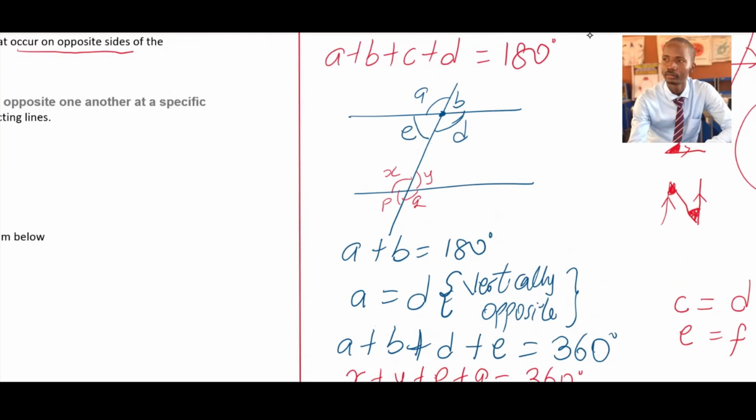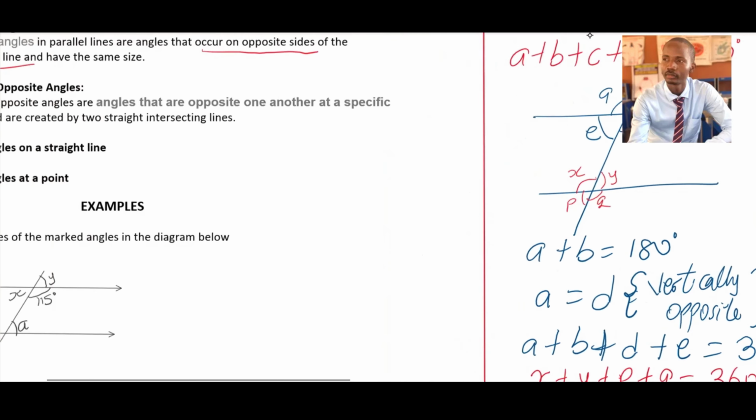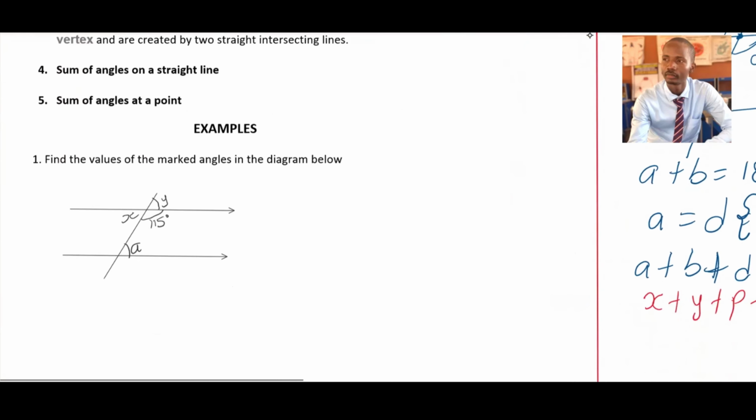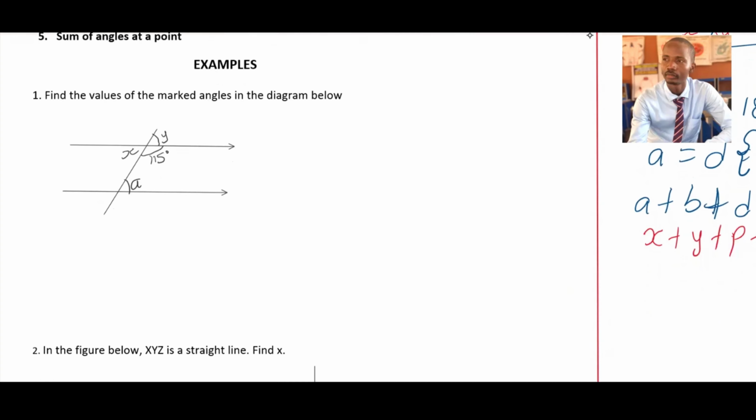All right, so this is just a quick review on the things we should have known. So let's solve problems. Example. We have to find the values of the marked angles. So based on what we have learned, we can use different approaches to solving this problem, but the major thing is we know that whatever we are using is accurate. First, we can say that X is equal to Y.